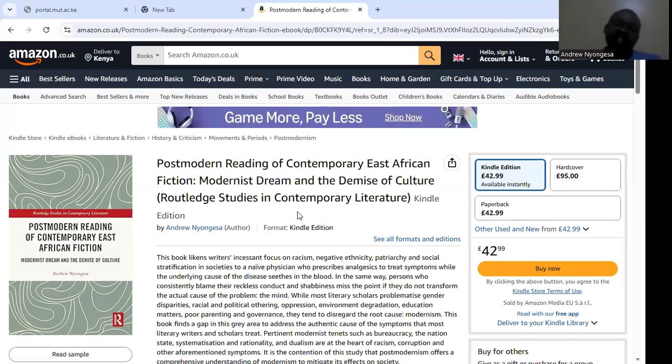Modernism was a philosophy that arose in the 16th century, and it was based on rationality. It was basically based on rationality. And I try to prove that rationality is not enough. We need to elevate or to think about postmodern thought.